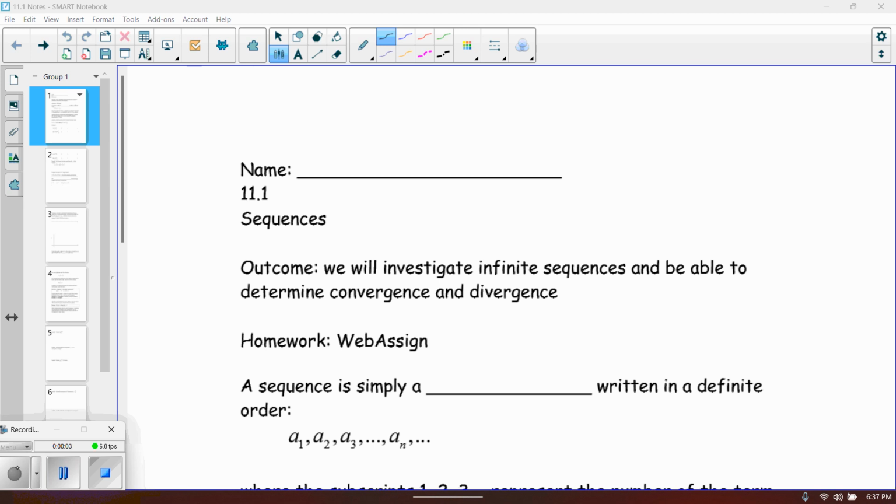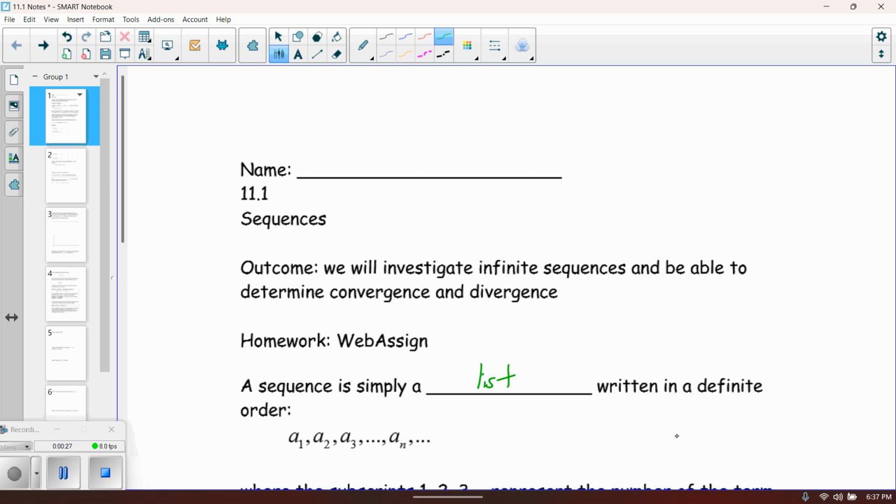All right, so we are now into chapter 11, section 11.1. We're going to start talking about the idea of sequences. In general, a sequence is actually pretty easy to define. A sequence is simply a list. Easiest way to say that. Typically, the list has some kind of a definitive order to it.